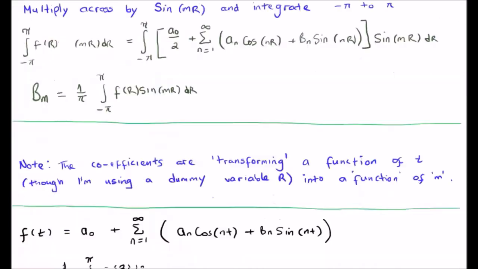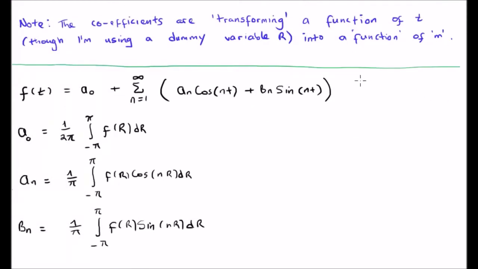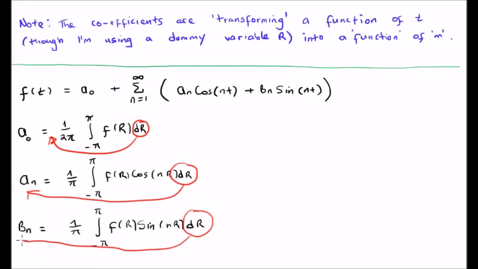So summing up, we get the following. The Fourier series of our function of t is as we wrote at the start, and we're now after the functional form of a sub 0, a sub n, and b sub n. Before we move on, we must note that the coefficients are in fact transforming a function of t, although I am using a dummy variable of r, into a function of m. You might wonder, how is that actually happening? Well, look, we're integrating out r here when we go to a sub 0, the constant. We're integrating out r here when we go to a sub n, and we're integrating out r here when we go to b sub n.